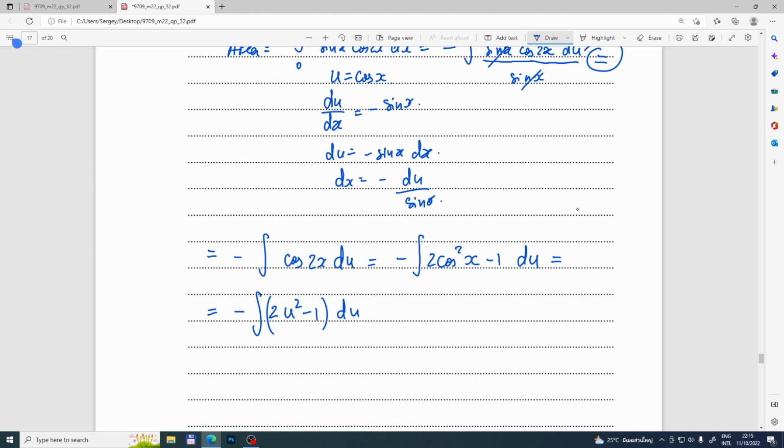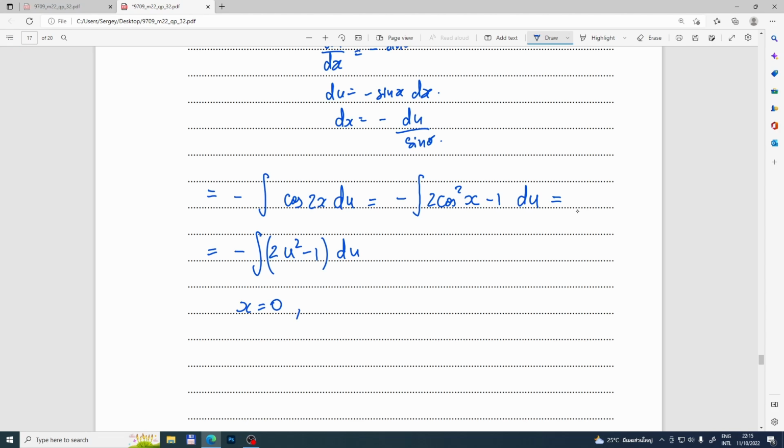And now let's recalculate the limits. If x equals 0, then u equals, we know it's cosine x, which is 1. And next, if x equals pi over 4, then u equals square root of 2 over 2. So all in all, our integral is going to be from 1 to square root of 2 over 2. Now let's integrate and get minus 2u cubed over 3 minus u. And the limits are from 1 to square root of 2 over 2.